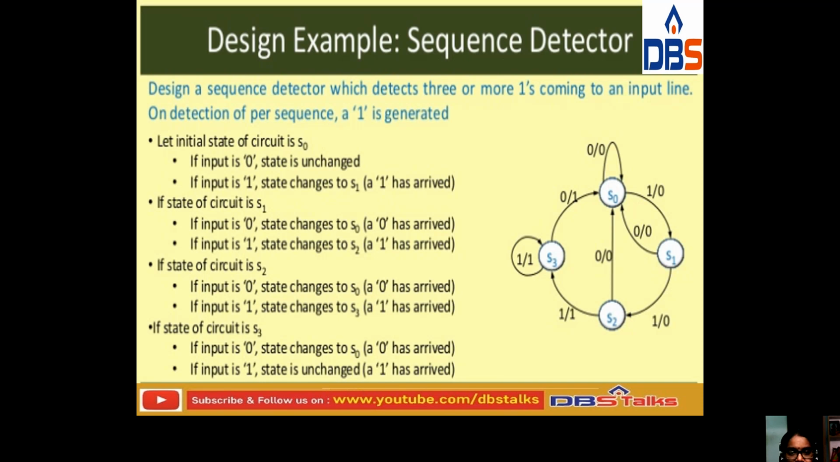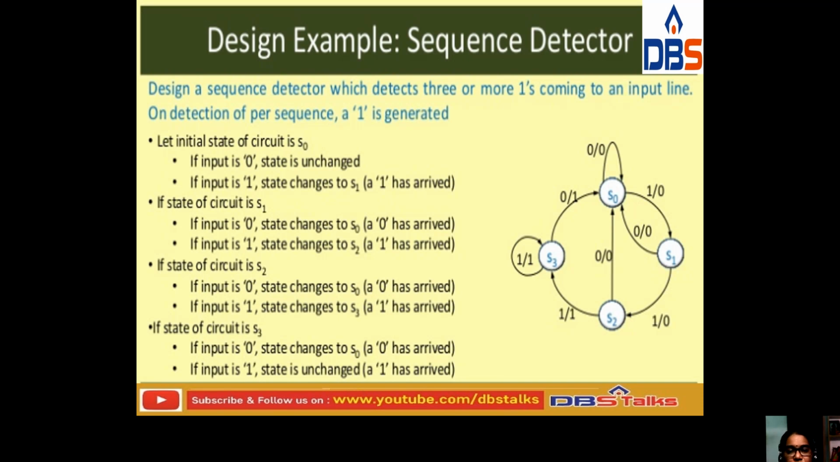Next, if the state of the circuit is S1 and the input is 0, then the state changes to S0. That is, a 0 has arrived. If the input is 1, then the state moves on to S2. If the input is 0, the state remains in S2 itself. Otherwise, if you provide the input 1, the state changes from S0 to S1 and S1 to S2.